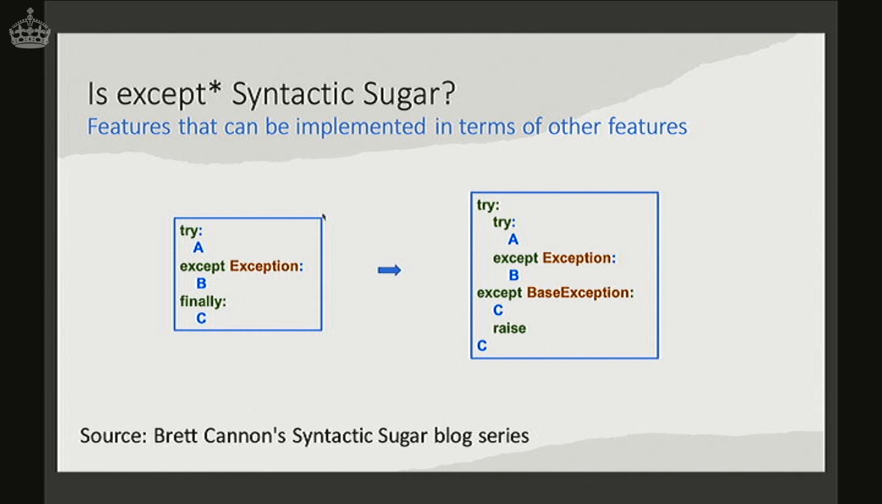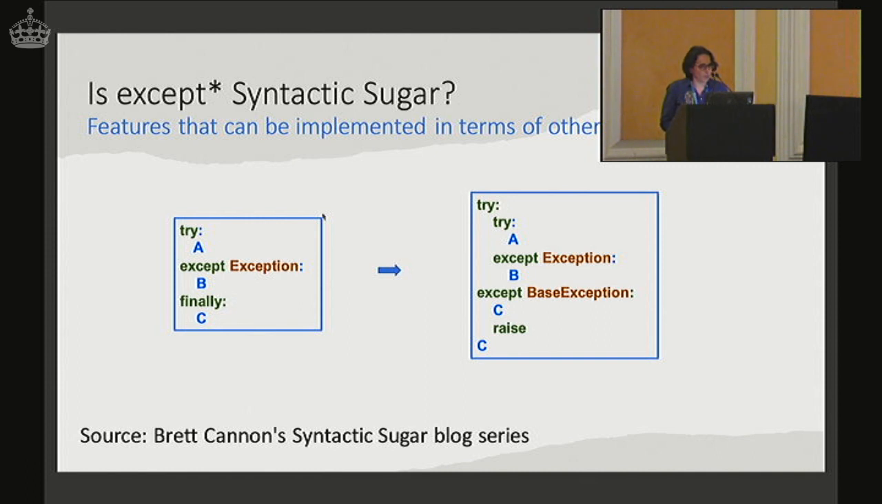Now, with that, is except star syntactic sugar? Okay, it's very ugly to write code without it, but let's assume we don't care about how ugly the code is. Can it be implemented in terms of just the other parts of Python? So this is an example showing that finally is syntactic sugar. The code on the right is longer. It has C repeated twice. You don't want to write code like that, but it is equivalent to what's written on the left.